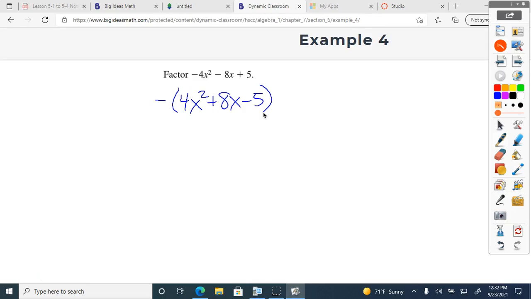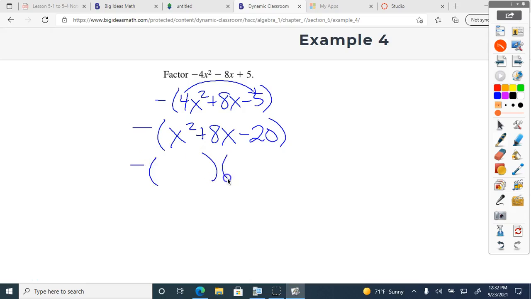Okay? So now I'm going to borrow. That'll be x squared plus 8x minus 20. You keep your negative out front the whole time, okay? What two numbers multiply to be negative 20 and add up to positive 8?